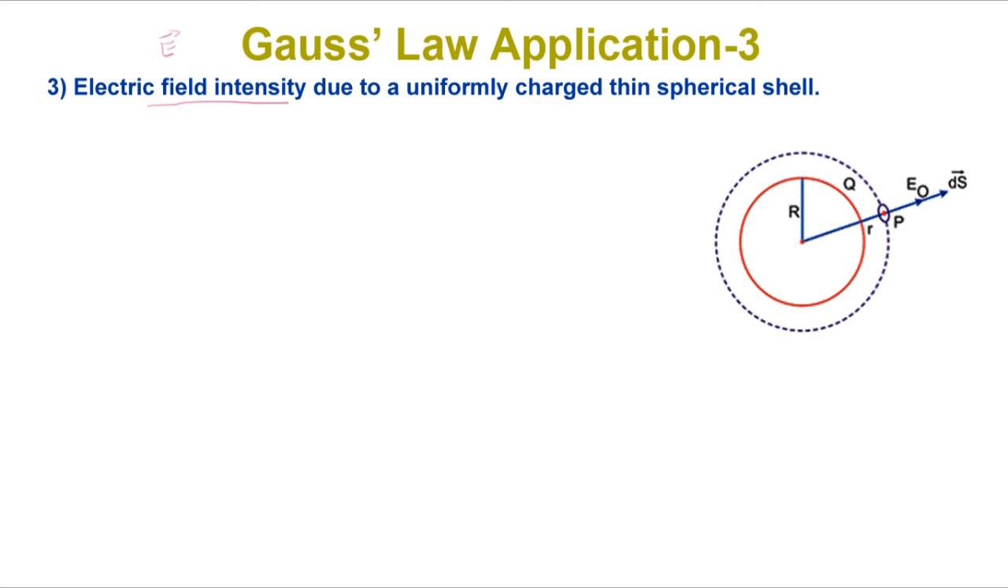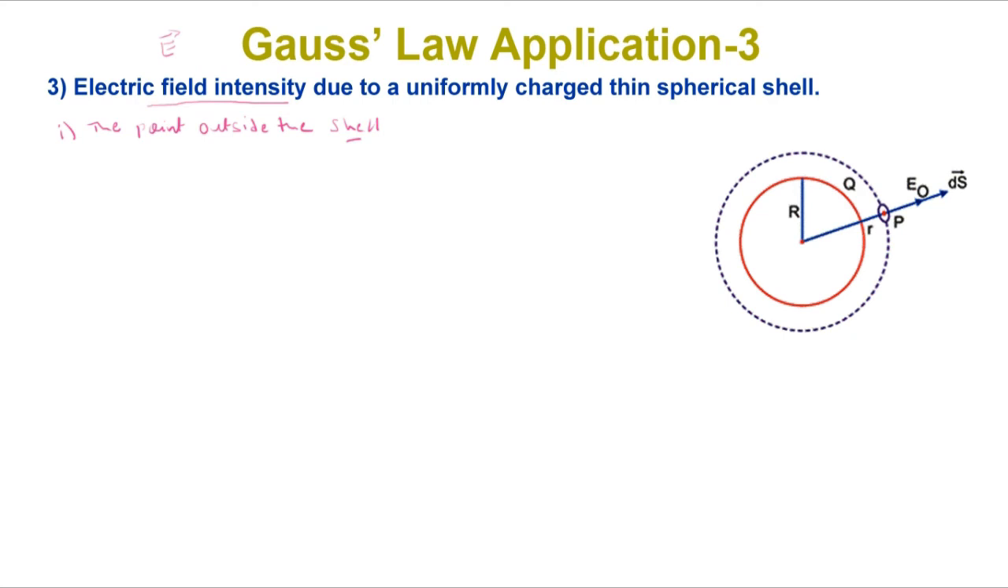The first target is the point outside the shell. Outside the shell means at this point P. At this point, what is the electric field?